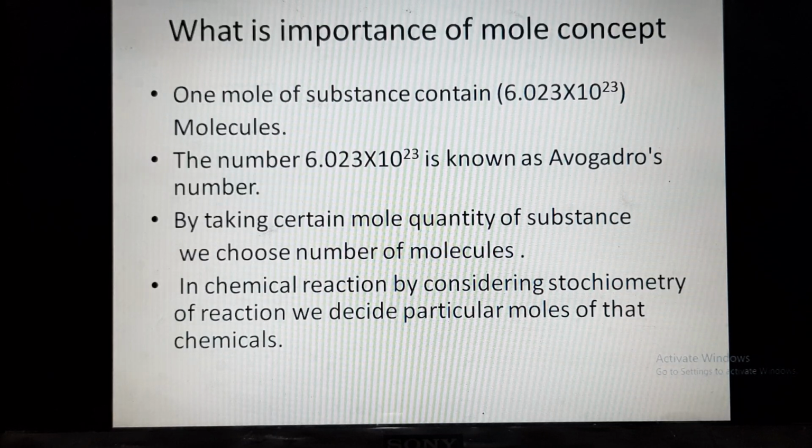So what is the importance of the mole concept? 1 mole of a substance contains 6.023 into 10 raised to 23 molecules. This number is known as Avogadro's number. By taking a certain mole quantity of a substance, we choose the number of molecules. In a chemical reaction, by considering the stoichiometry of the reaction, we decide the particular moles of that chemical.